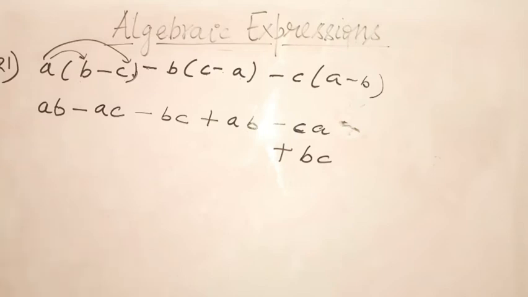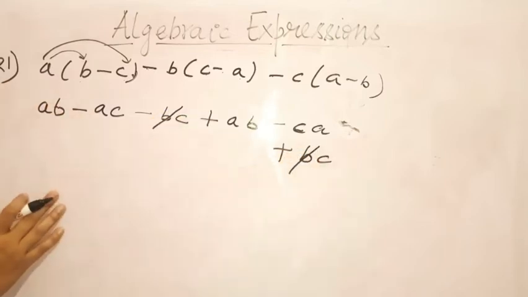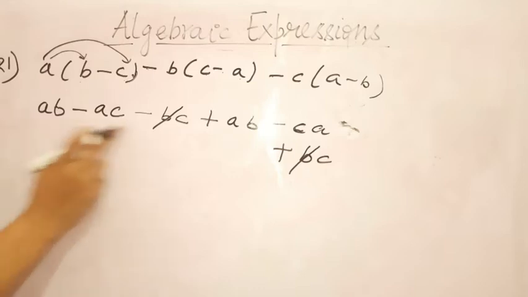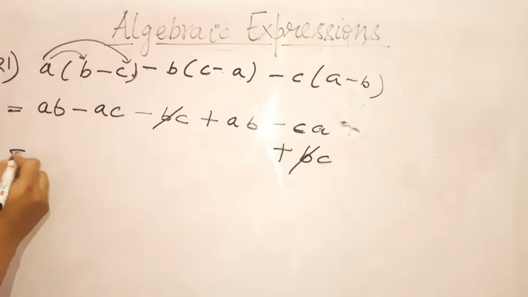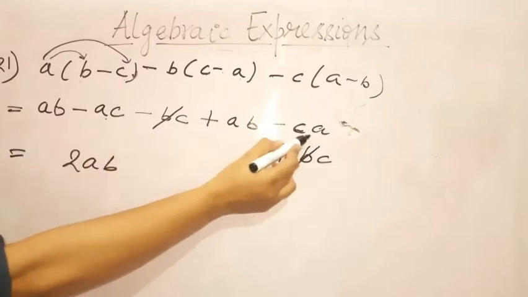Now we have to check whether anything can be reduced or not. That means minus bc plus bc will cancel, one positive, one negative, so the final result will be 0. Now what is left over here? ab plus ab. Adding all the like terms together, it will be 2ab minus ac minus ca.